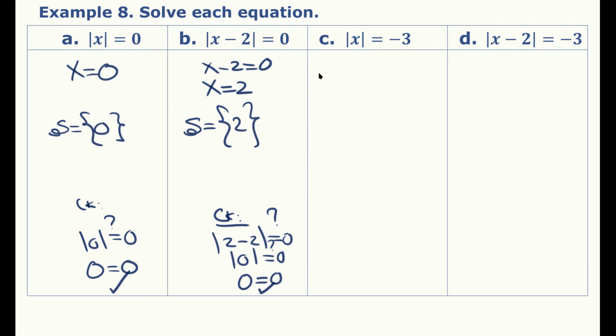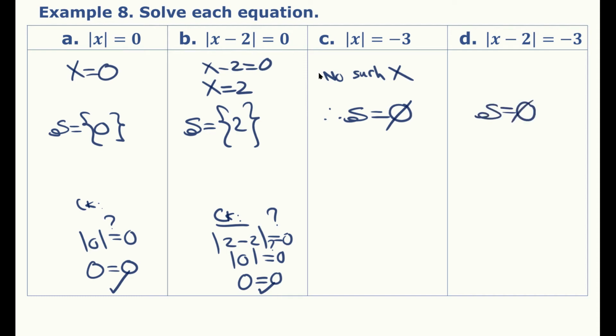This one I already gave you a hint about as well. Notice here we have absolute value of some number. We want the distance between some number and 0 to be negative 3. Well, that's impossible. We don't have negative distances, so therefore here we say no such x. Therefore, the solution set here is empty. Same goes here. The absolute value of whatever expression it is can never be negative. So therefore, here the solution set is empty as well.